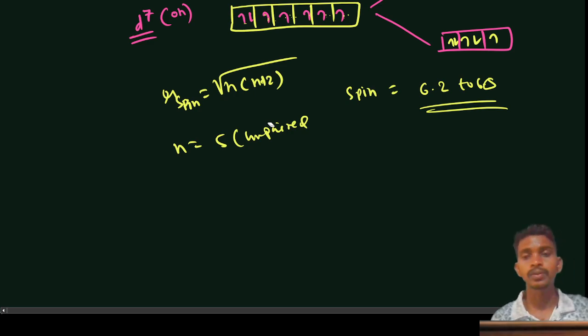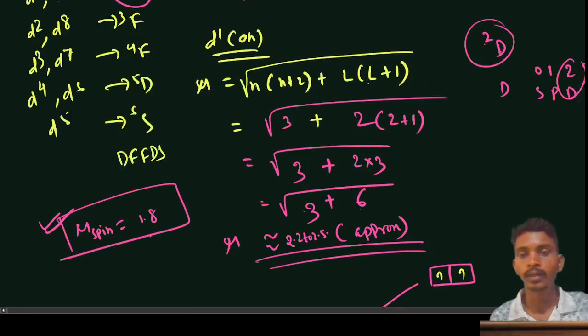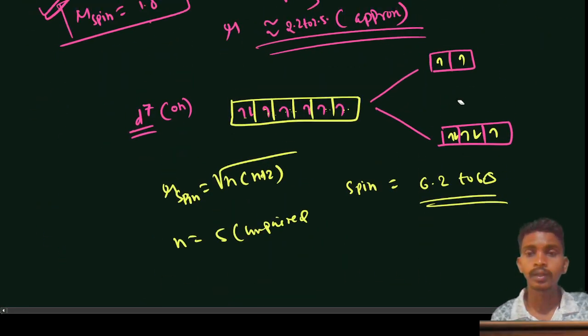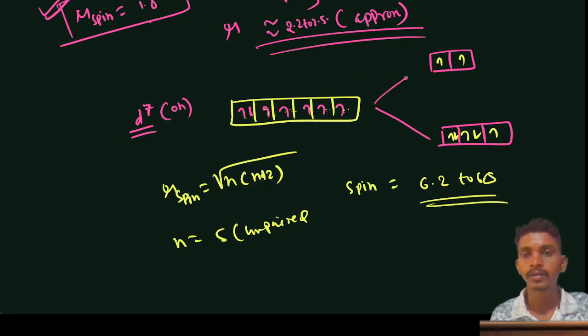Oh, sorry. We have to take how many unpaired electrons after splitting, not before splitting. After splitting, how many unpaired electrons are there? 1, 2, 3. Okay, so 3 unpaired electrons, not 5.